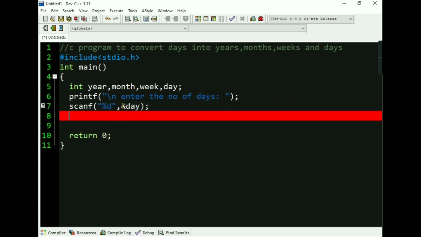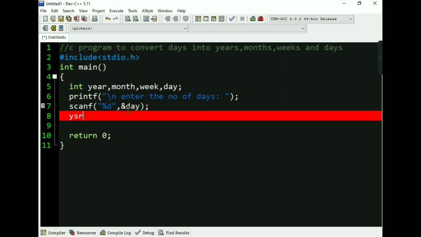Okay, now here is the logic. We assume that a year contains 365 days, it is not a leap year. And we will assume that a month contains 30 days, not 31 and not 29. And a week has 7 days, we all know that. Okay, so by this assumption, to convert days into years, what do we have to do? We have to divide the number of days by 365, because 1 year contains 365 days.